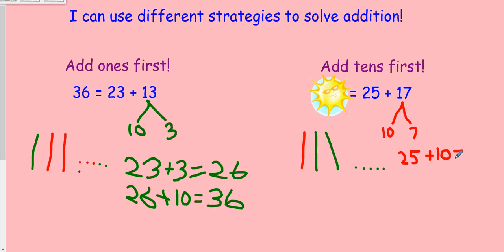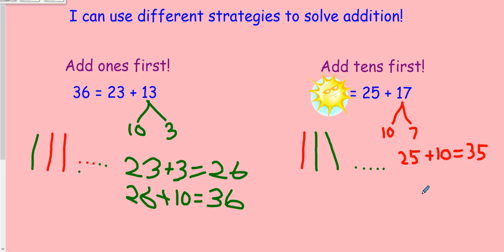Well, if we're only adding tens, we can count on and skip count by tens. So let's count on from 25 and skip count by tens. 25, 35. 25 plus 10 equals 35. We can use our picture to double check that we skip counted correctly. 10, 20, 30, 31, 32, 33, 34, 35.